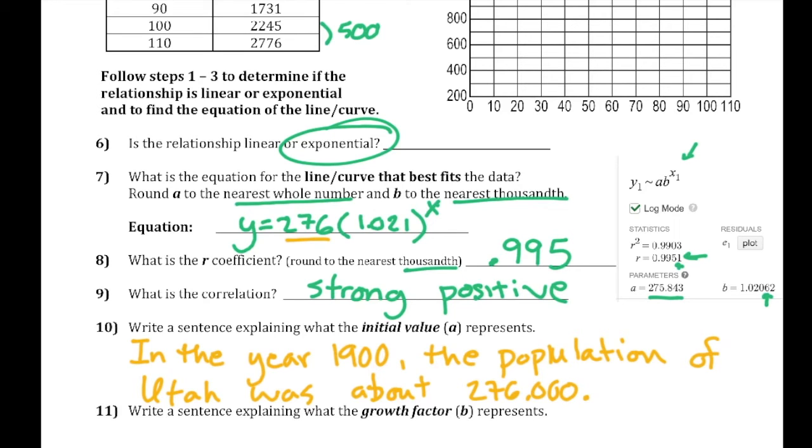Now you might think, wait, why am I using this value instead of the one in the table that tells me it's 277,000? Well, we're just basing this off of our equation instead of the actual numbers that we have, okay? So our equation can be a little bit off, but it's going to help us predict certain things moving forward.